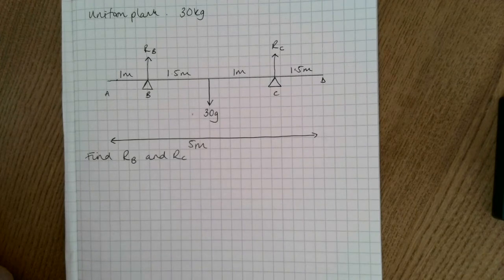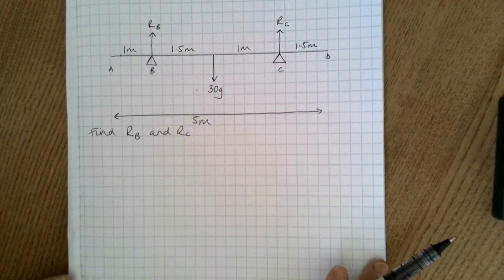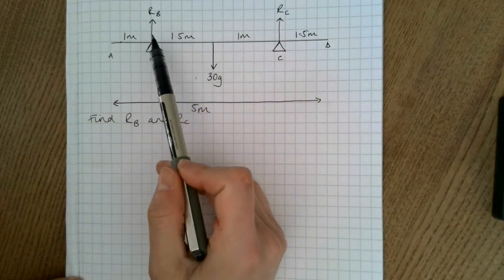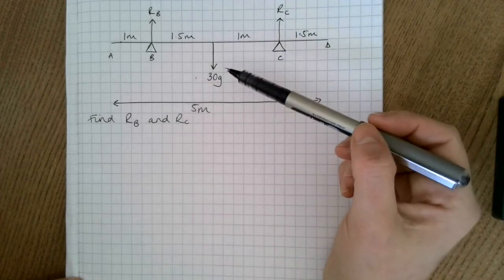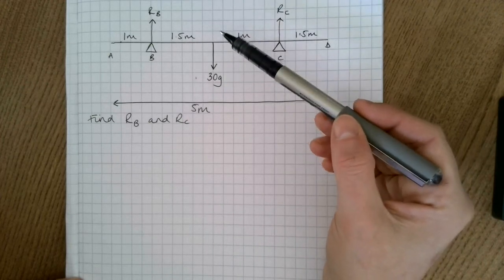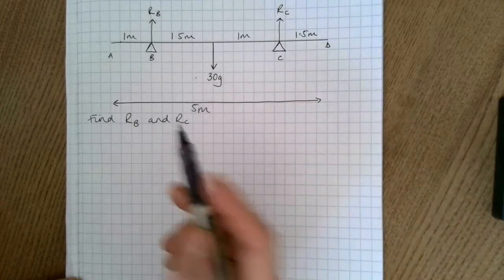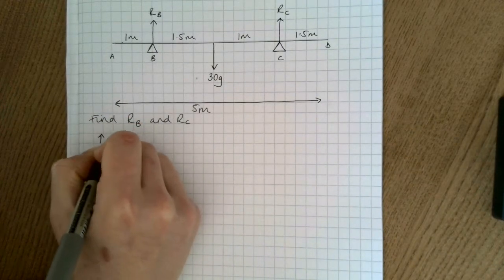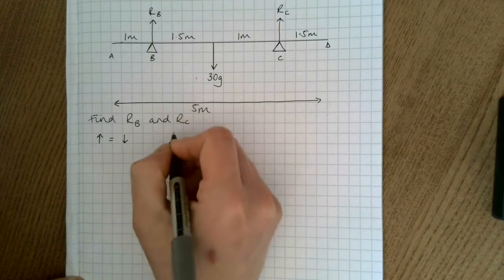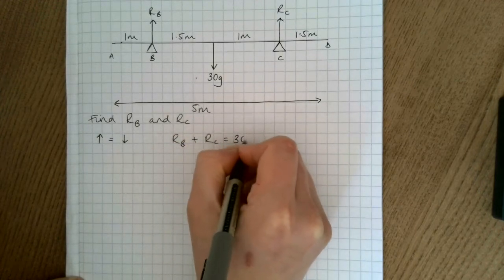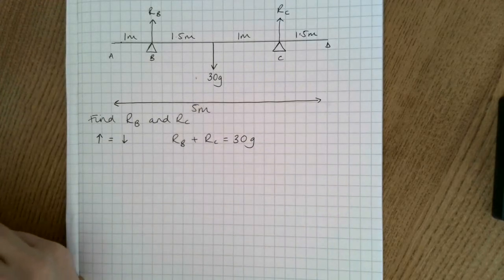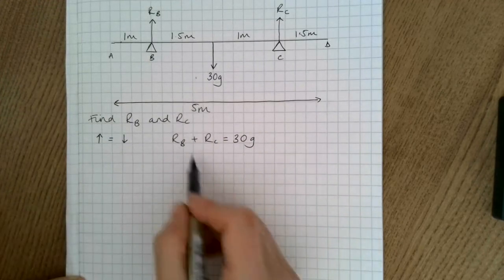I'll tell you that the plank is resting in equilibrium. So that means that all the forces are balanced. So this force and this force must be equal to this force, because if it's in equilibrium, all of the forces acting upwards must be equal to all the forces acting downwards. So we could start by writing that. So up equals down. So RB plus RC equals 30G. So we've still got two unknowns there, but that's okay. We can come back and we can use this later.